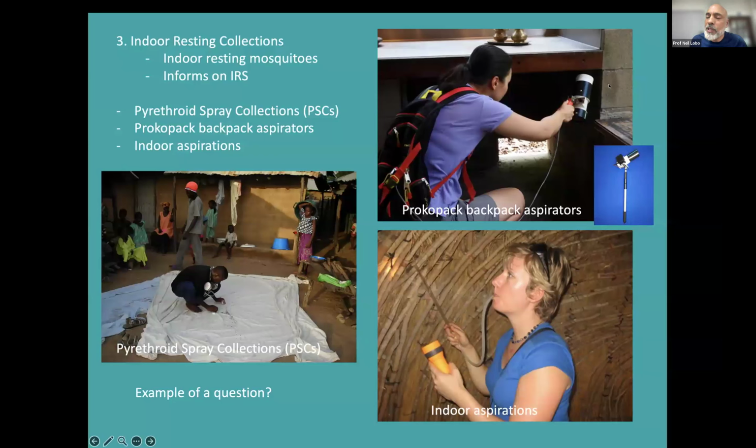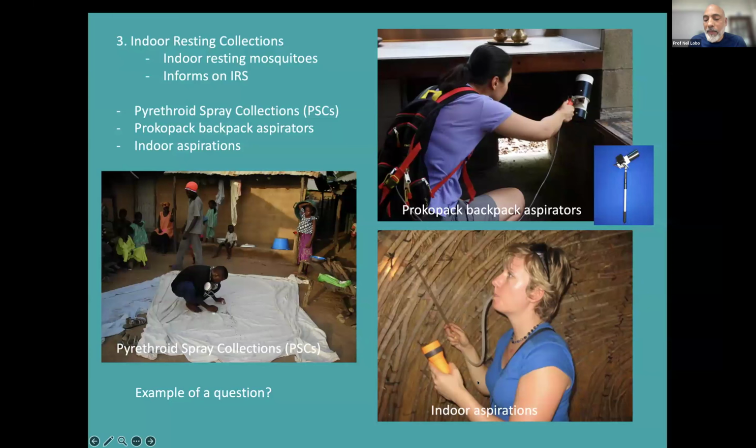So you can look at every hour the number of mosquitoes that have come in and are resting on the walls. Usually we get more mosquitoes with the Prokopack than with the pyrethroid spray collections, the PSCs, because with the PSCs, we miss all the mosquitoes that come in, rest or feed, and then leave before the morning. The Prokopack does make a lot of noise, so people who live in the houses usually don't like it.